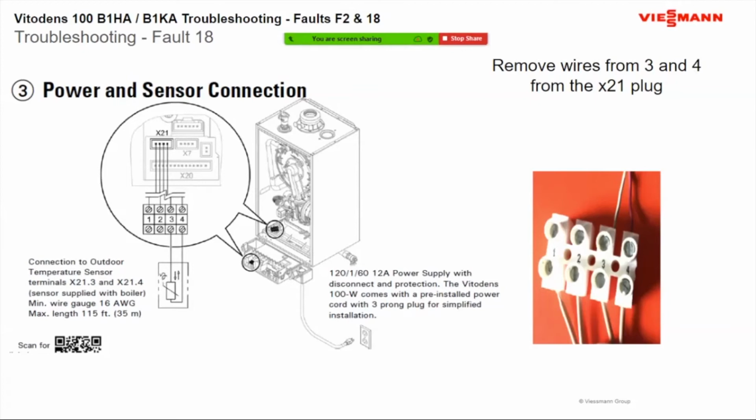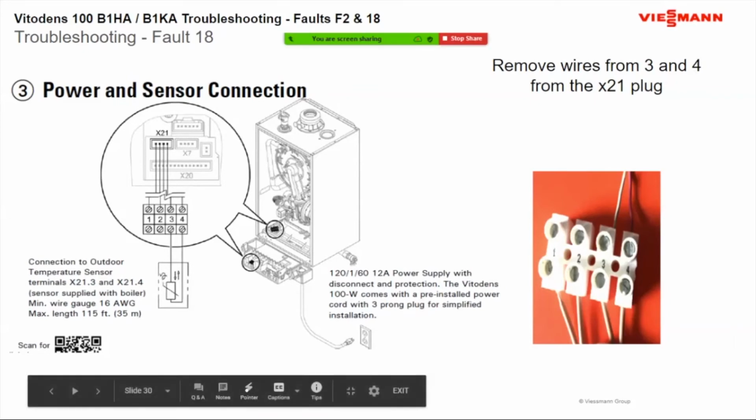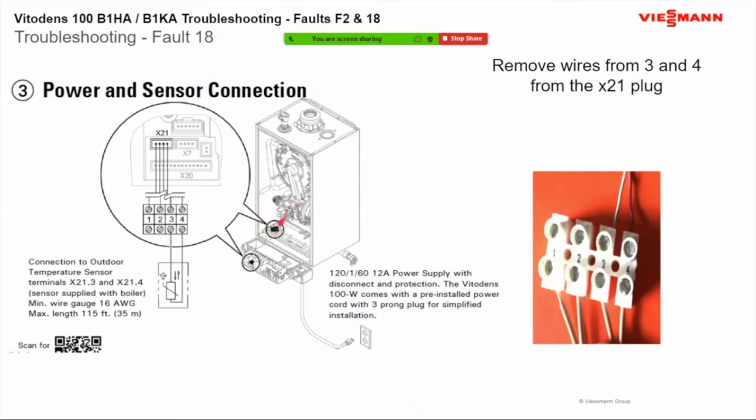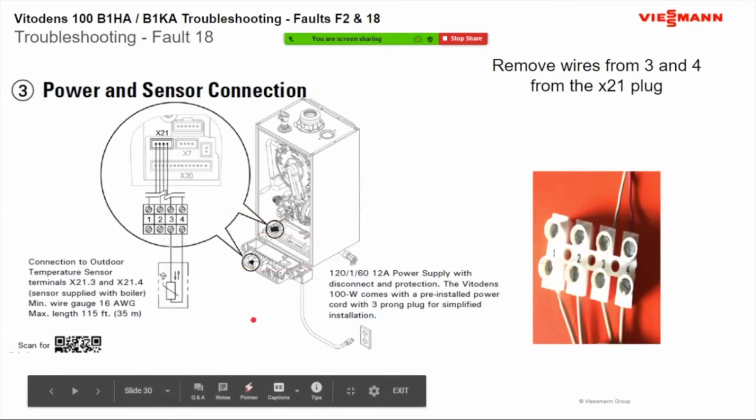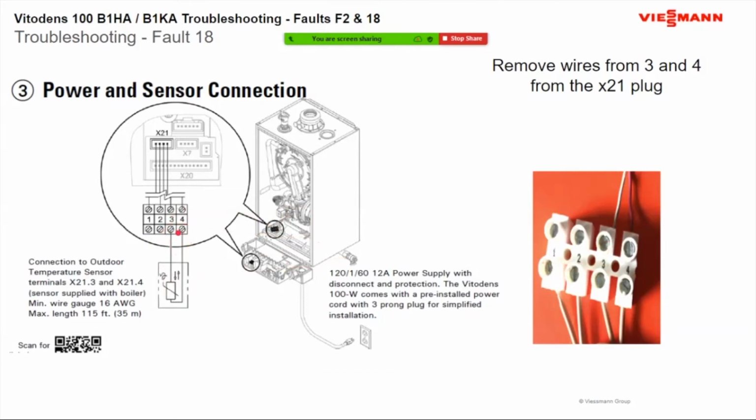To test this outdoor sensor, we're going to go to our X21 plug, which is that little white plug in your boiler. That's located right on the inside of the cover here. And there's normally one little screw right in here. I usually take that screw out so my old eyes can see these numbers here where your sensor is going to go. So as you can see, our outdoor sensor goes to 3 and 4 on that X21 plug.